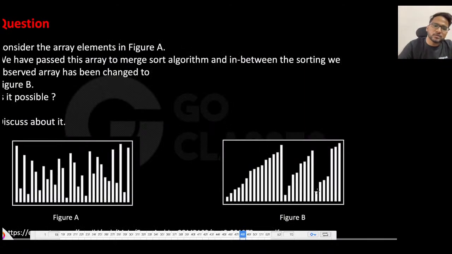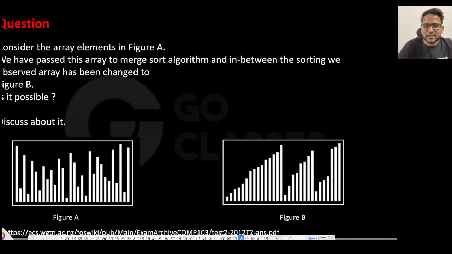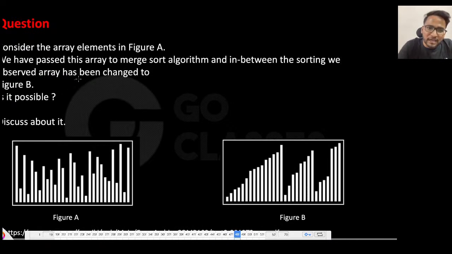Okay, let's do this question. I have taken this question from a standard university, and let's see what it is saying. This will clear up some things about merge sort. It says: consider the array elements in figure A. We pass this array to a merge sort algorithm, and in between the sorting we observe that the array has been changed to figure B.